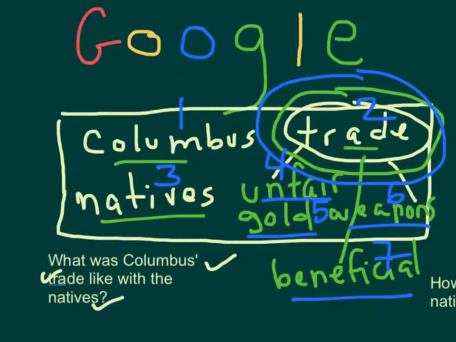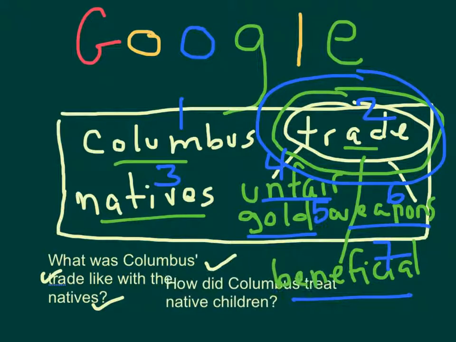You can try this strategy out with maybe this question. How did Columbus treat native children? Questions about children and treatment of them. So you think to yourself what words you would put in that search. Certainly Columbus, children, treatment would be 3 words you would put in the search. But if it's about treatment, what are other words that are related to treatment that you could add?